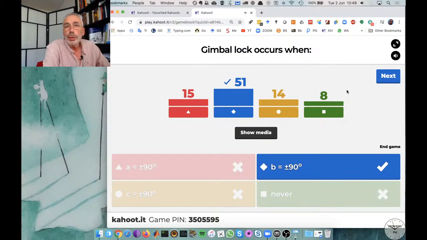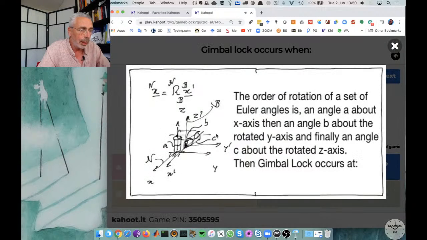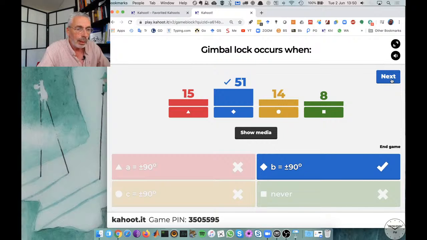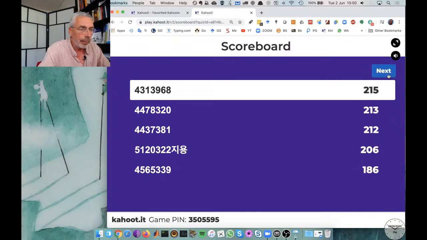Okay, so the numerator is right, so it's the middle one, right? So beta, if we start with alpha, beta and gamma, it's always the middle one which gives you the gimbal lock. If this is plus or minus 90 degrees, then A and C are aligned and then you're in trouble. Very good. Okay, next question.